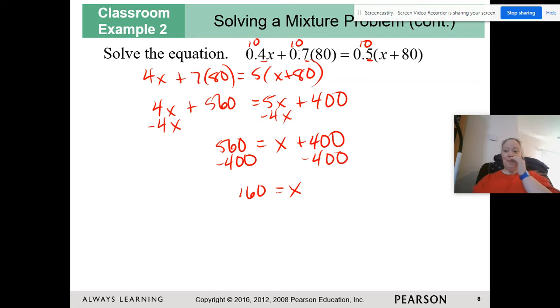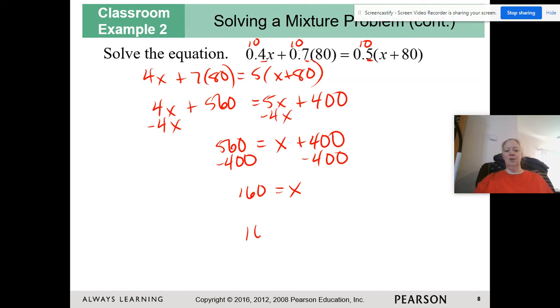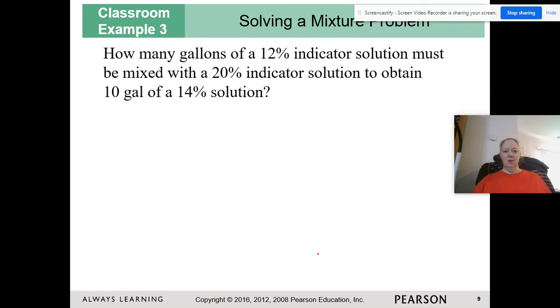Now, we got to go back to the original problem, make sure we actually answer the question. So it says, how many kilograms of this metal? So we're trying to find that. And we found x to be 160, and it was in kilograms. So we have 160 kilograms of our 40% copper. All right.